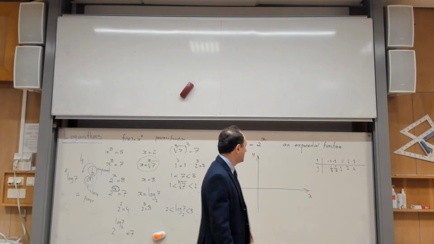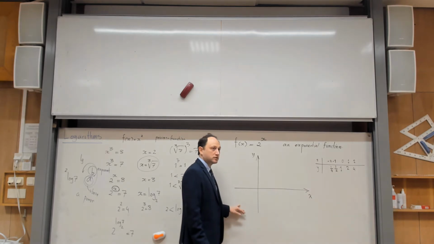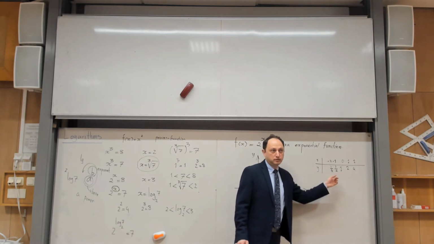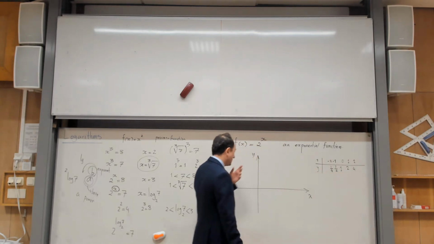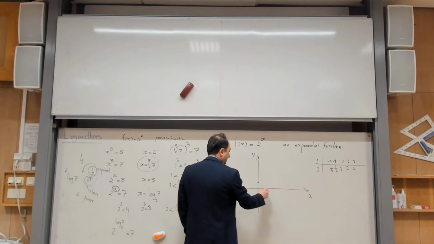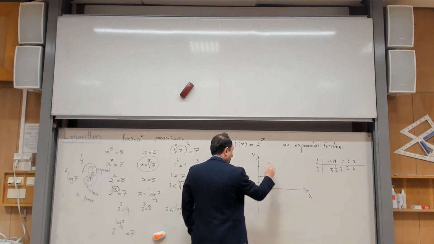So it means that the graph of this function cannot go below the x-axis because the y values are always positive. Yes? So let me just try to get an idea. If I put 0, the answer is 1. If I put 1, the answer is 2. Yes? And if I put, for example, 2, the answer is 1, 2, 3, and 4. And then you know that it will increase rapidly.